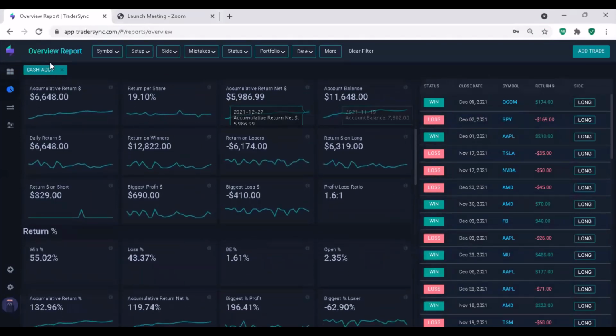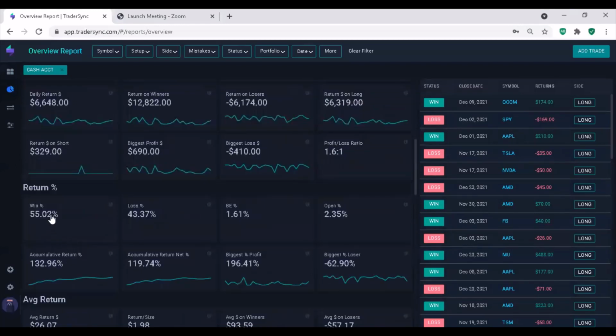In my entire life of this portfolio, I have an accumulated return of 6,648, plus 5,000 is my new balance. Then it has the biggest profit, biggest loser, and profit to loss ratio. And check this out: my win rate was only 55%, but look, my cumulative return is 133%.